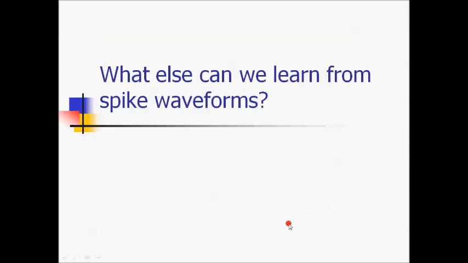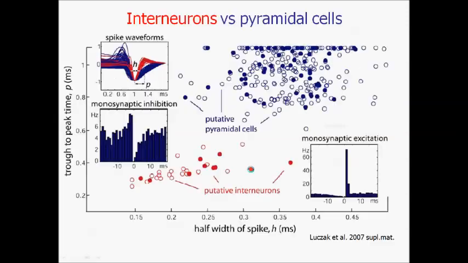What else can we learn from spike waveforms? It's also good to remember that most interneurons have different spike waveforms than pyramidal cells. Pyramidal cells have these big cell bodies, and usually spikes are broad. So here is an example of these blue pyramidal cells with these broad spikes. Interneurons have these smaller cell bodies, and most interneurons have much shorter spikes.